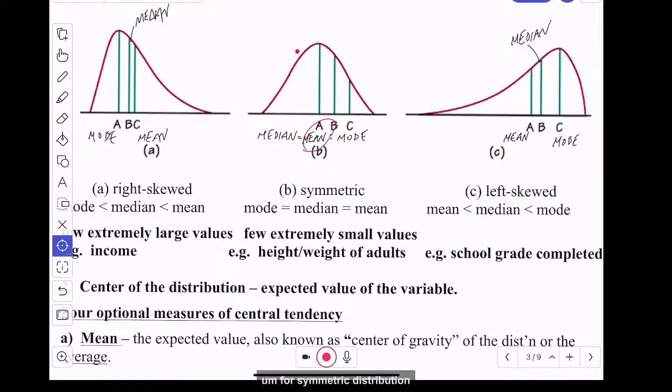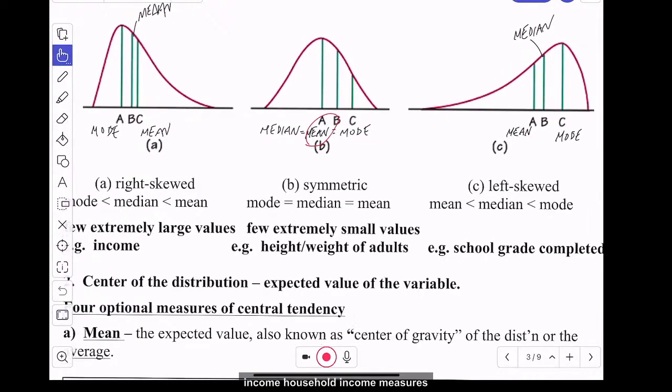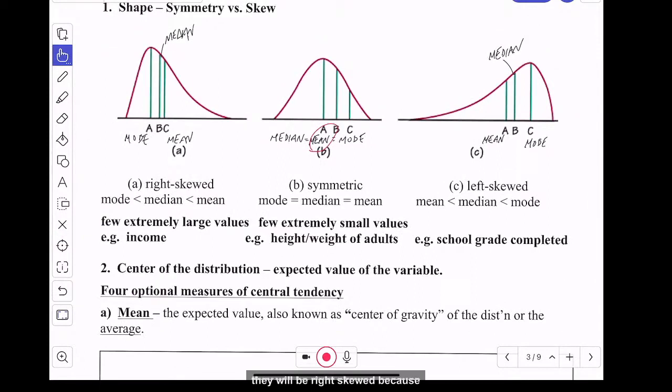So some examples. For symmetric distributions, many physical phenomena are symmetric, like height and weight. Scores on standardized tests are also symmetric. Right skewed distributions include income. If you ever hear about income or household income measures, they will be right skewed, because of the 1% people talk about, the few very rich people that skew the distribution to the right. So when reporting on income, the median should be reported, not the mean. You need to check your distribution first and then pick median rather than mean.